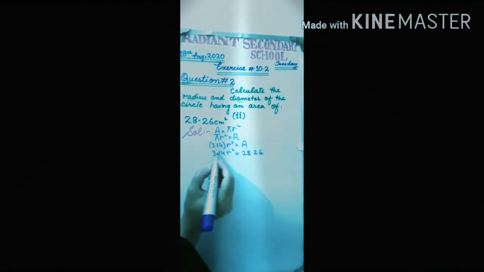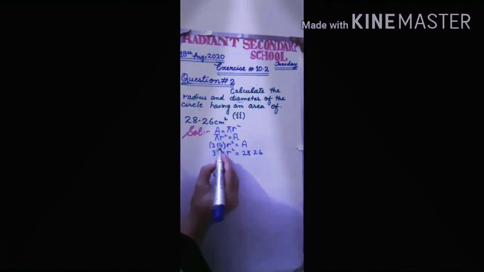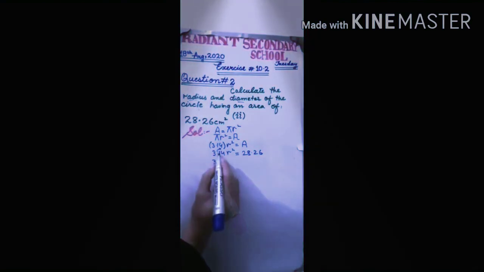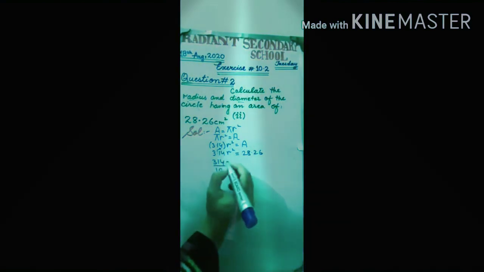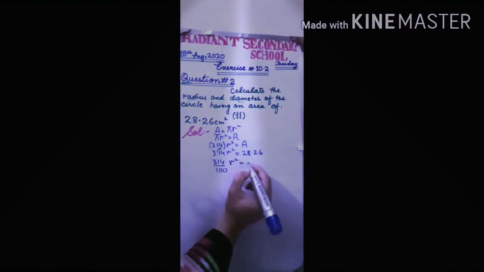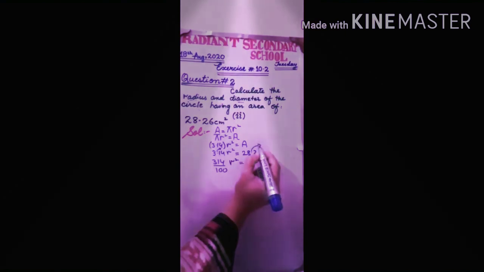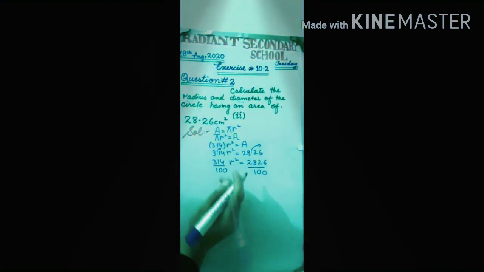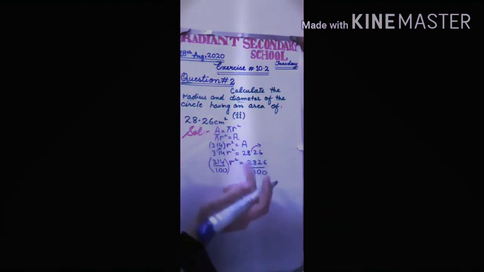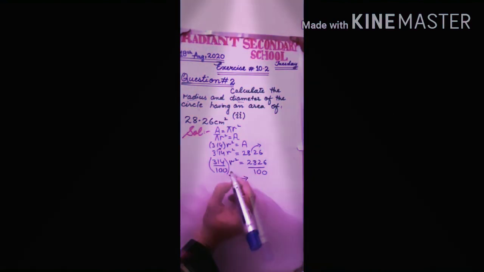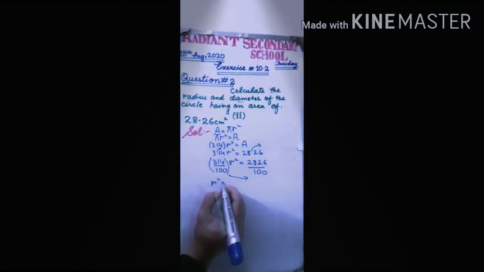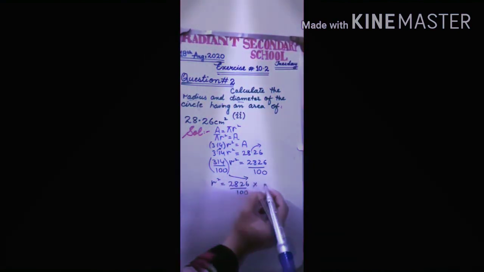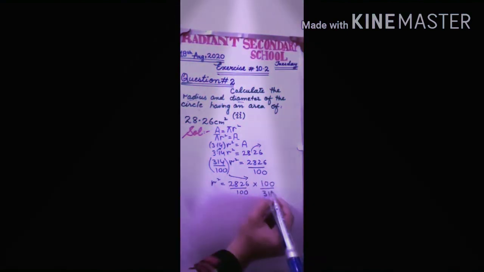Okay, now remove this decimal. You know from the previous classes how we remove this decimal. 314 over 100, in the place of decimal I have put 1 and there are 2 digits, so you have to put 2 zeros here. R square is equal to, from this we have to remove the decimal as well, 2826 over 100. Now you have to take that fraction to the other side, so when we take that fraction to the other side it will become reciprocal. 2826 over 100 multiplied by 100 over 314.